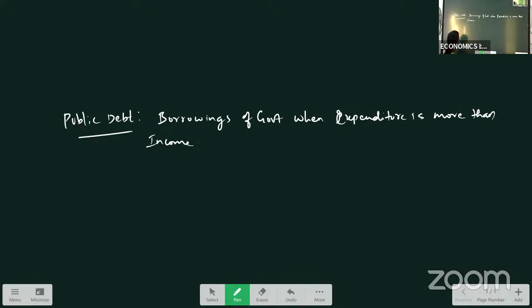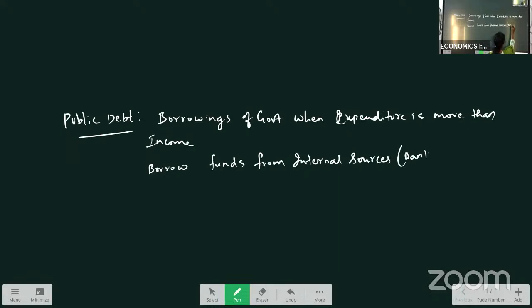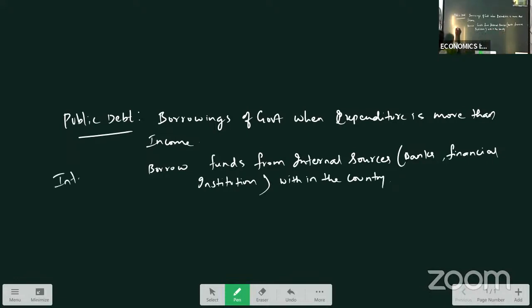Okay. So this public debt, we can write it as, when government borrow funds from internal sources, that is banks and financial institutions within the country, is called as internal debt. So see here, internal debt means what? When the government borrow funds from internal sources. Internal sources means who? Banks and financial institutions within the country. So that is called as internal debt.